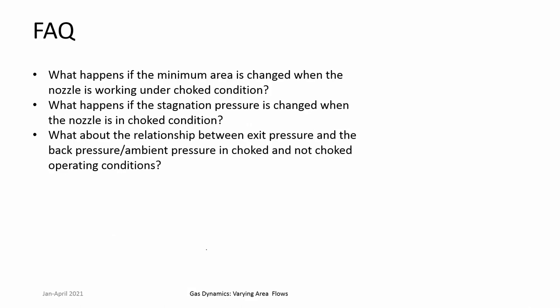So some questions that are usually asked when we do this particular section is, suppose the nozzle is working in choked condition, it is having a certain minimum area. The nozzle is working in choked condition with constant upstream pressures, T naught, P naught, all these are constant. That means then mass flow rate is constant, is fixed, it does not change if you change the back pressure over here.